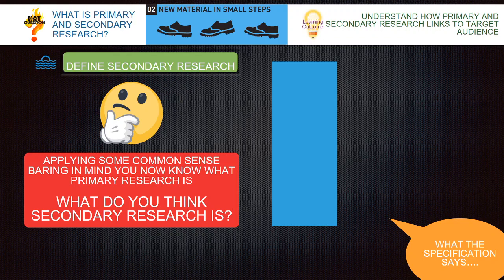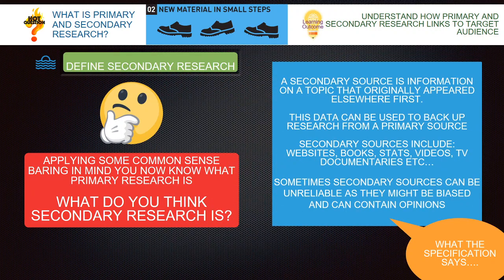Okay, so in this next part, we need to be able to define secondary research. Bear in mind, primary research is research you create yourself, whether it be through a questionnaire or a focus group. A secondary source is information on a topic that originally appeared elsewhere first. This data can be used to back up research from a primary source. Secondary sources include websites, books, stats, videos, TV, documentaries, etc. Sometimes secondary sources can be unreliable as they might be biased and contain opinions. Can you make a note of that, please?